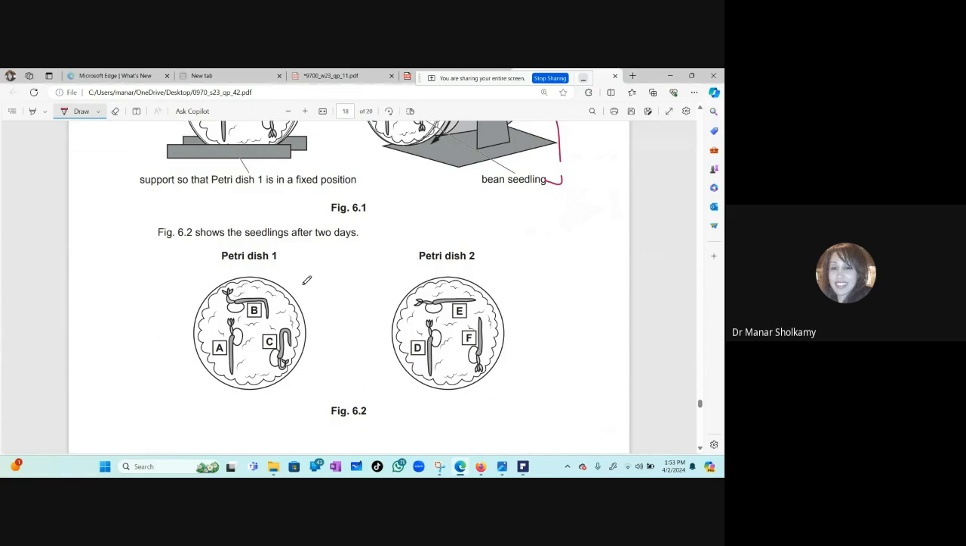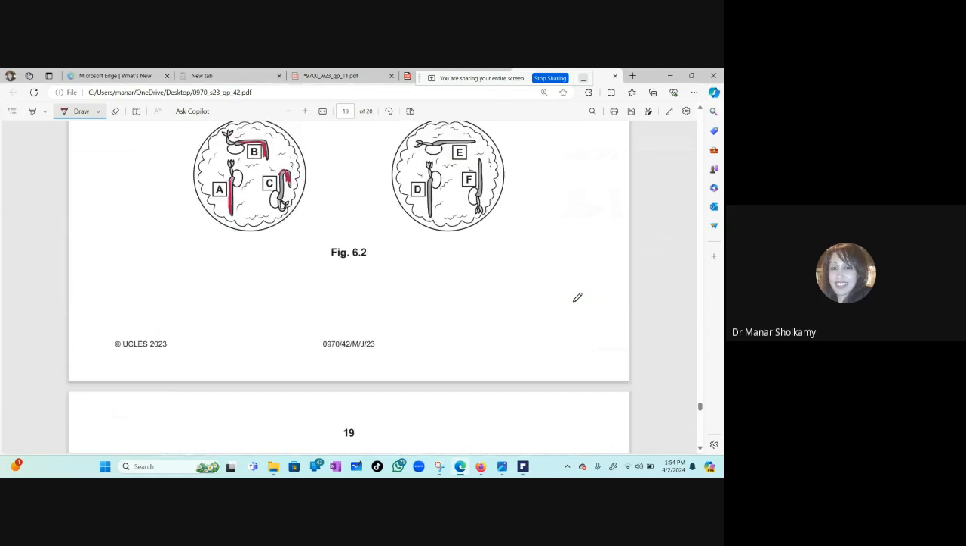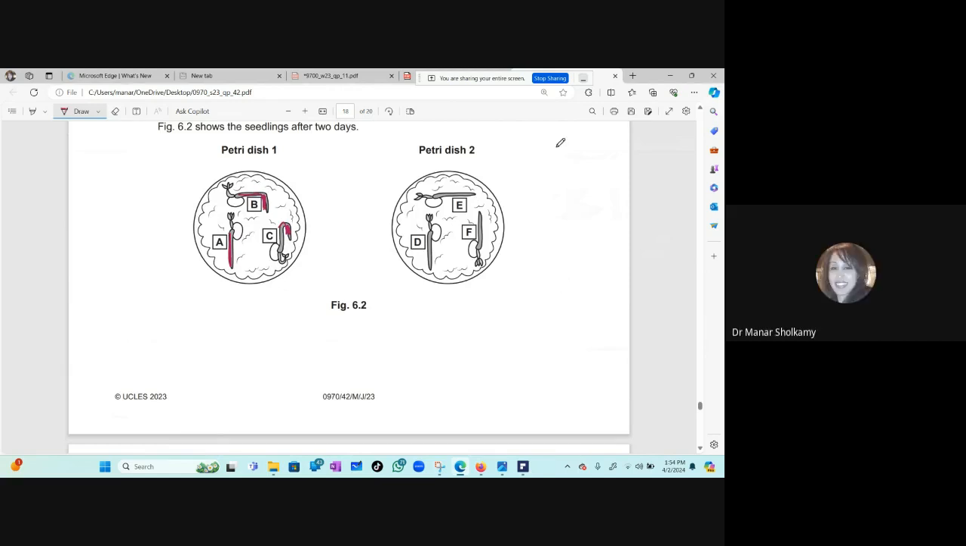Now the petri dish 1, these are the results. All the roots are now pointing downwards, as you can see. Let's see, what do they want? Describe the pattern of growth of the bean roots and shoots in petri dish 1. So go to petri dish 1. What will you say about the roots? They grow downwards. Yes, and we have a name. This is positive what? Positive gravitropism. Correct. This is positive geotropism or gravitropism.